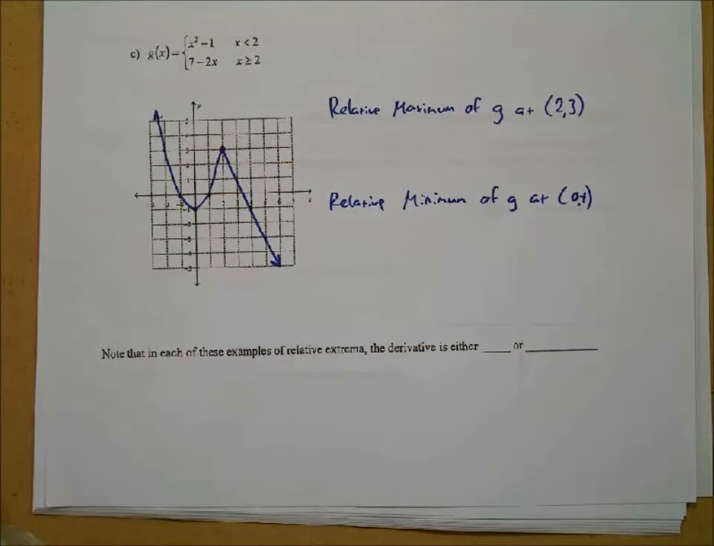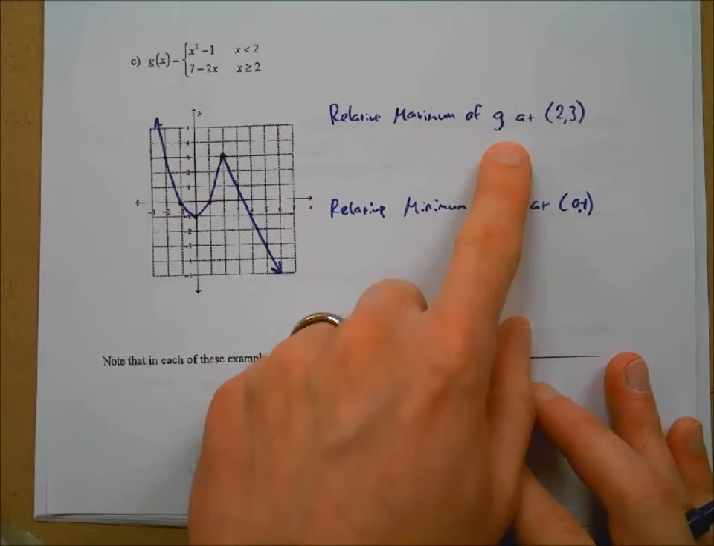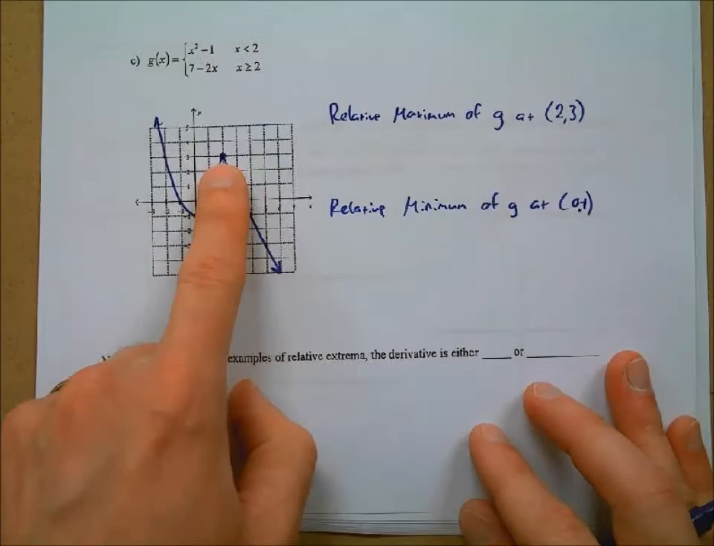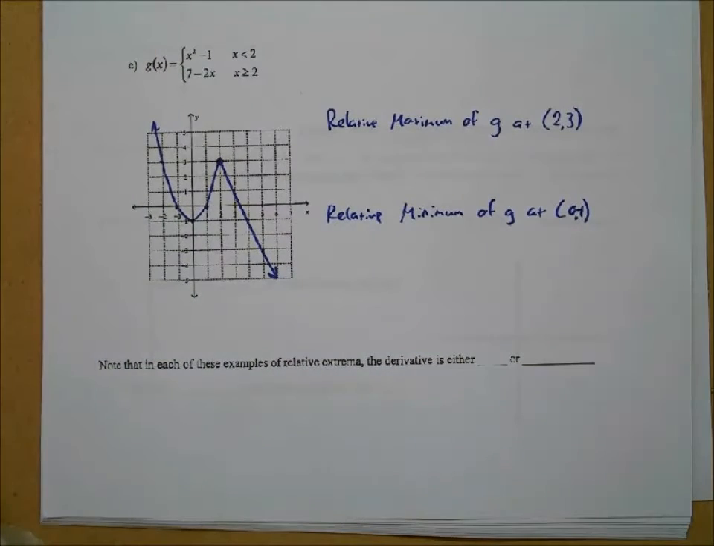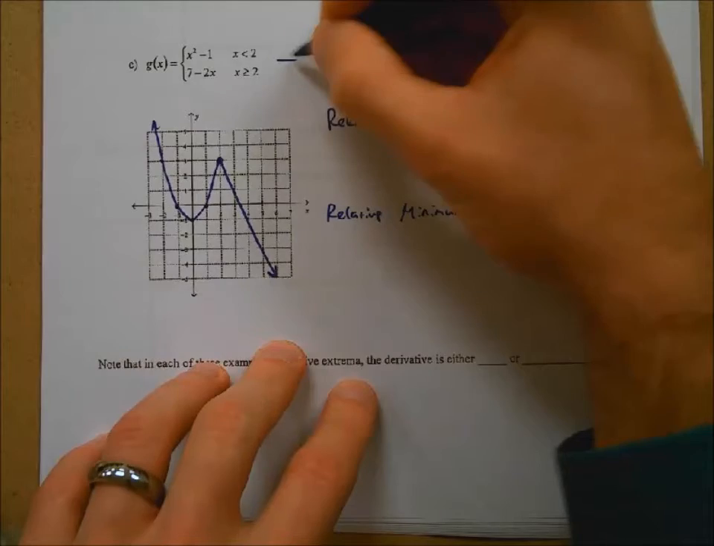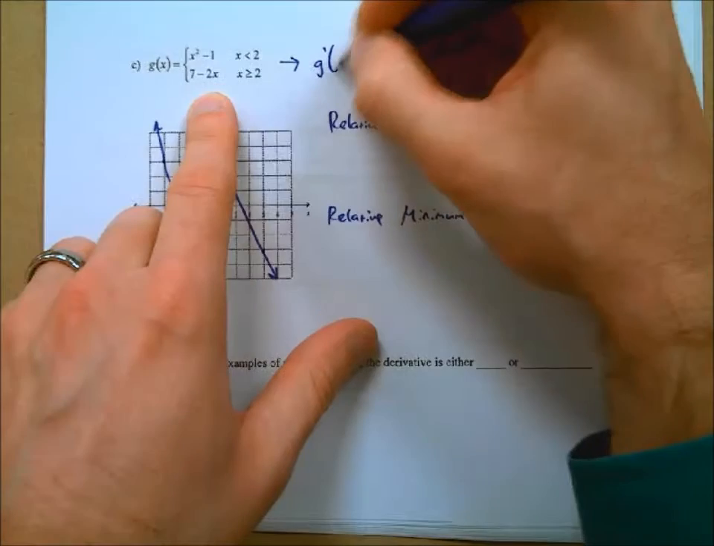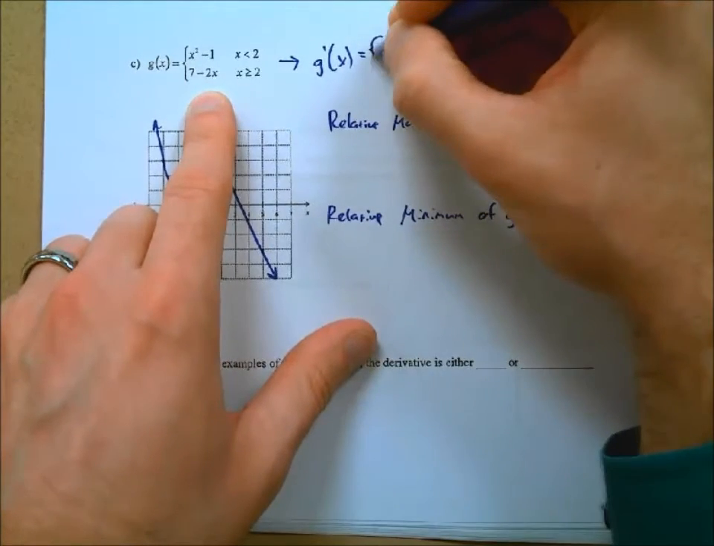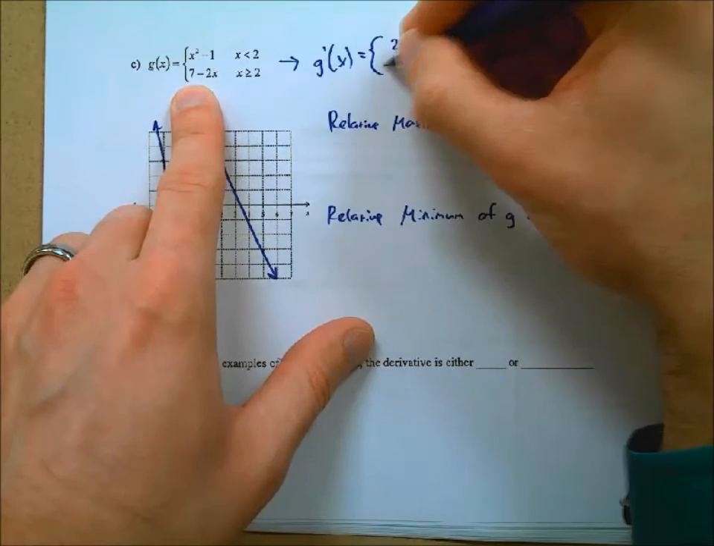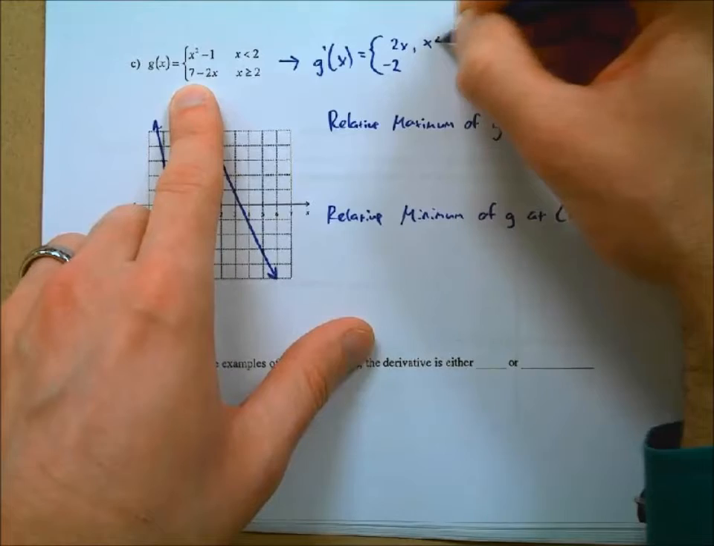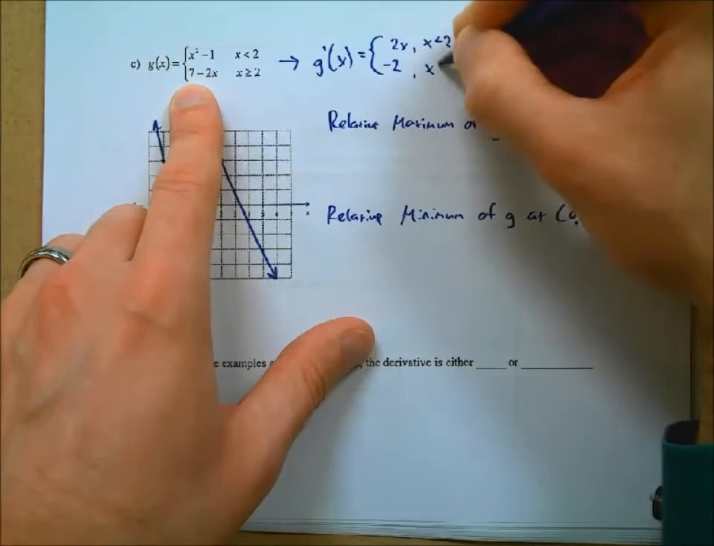So what would the value of the derivative be, Sarah, at G, for example? So at the point 2, 3, what would you expect the value of the derivative to be there for G? I said it does not exist. It would not exist. Exactly right. So remember, to take the derivative of a piecewise function, you just take the derivative of the individual pieces. So the derivative of x squared minus 1 is 2x. The derivative of 7 minus 2x is -2.